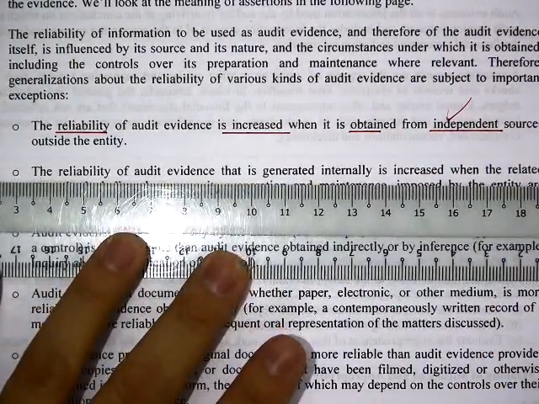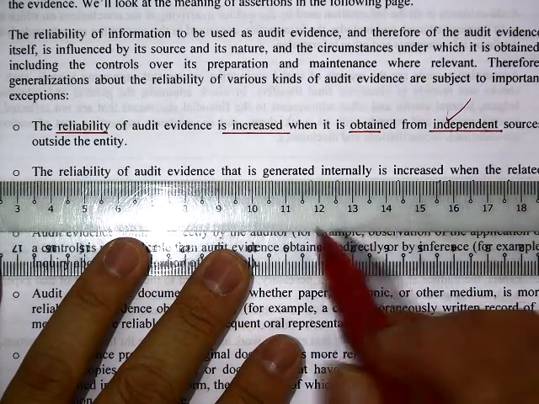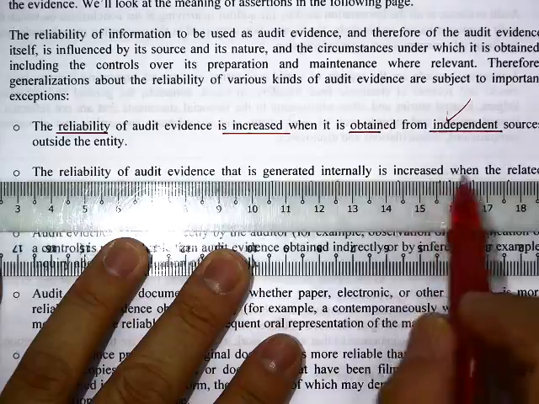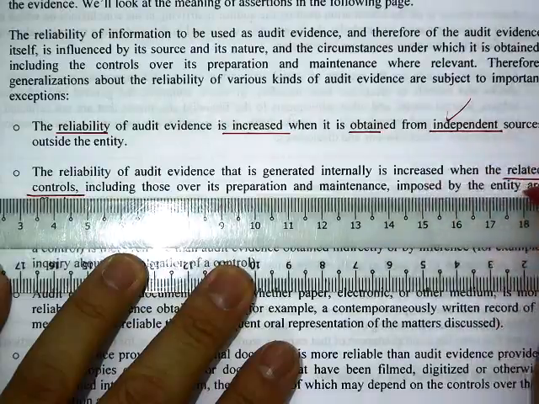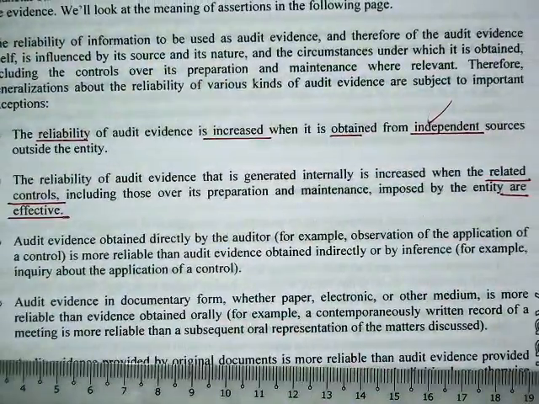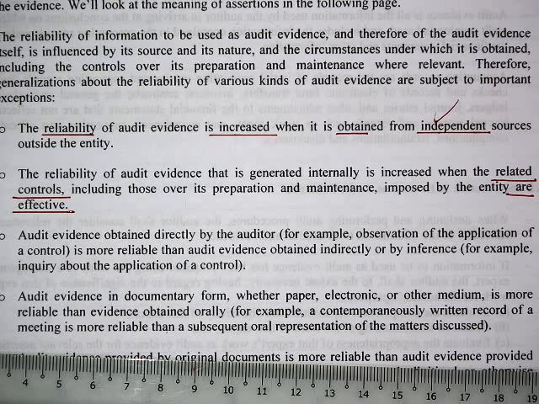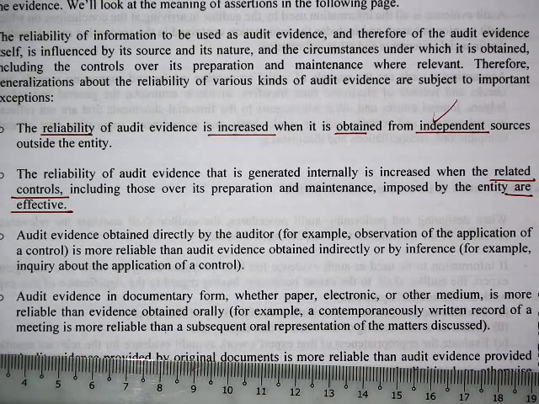You know? So that's why independent or related is a factor. Okay, number 2. They say reliability of evidence generated internally is increased when the related controls imposed by the entity are effective. Now you must understand carefully what they say. I'm not saying that evidence from internal is reliable. We are only saying that the reliability will increase if the controls are effective. That means we are comparing internal and internal. This one got good control, this one got lousy control. At least the one with good control you trust more. The one with lousy control you don't trust. Can you see or not? So that's why you must look at the control.